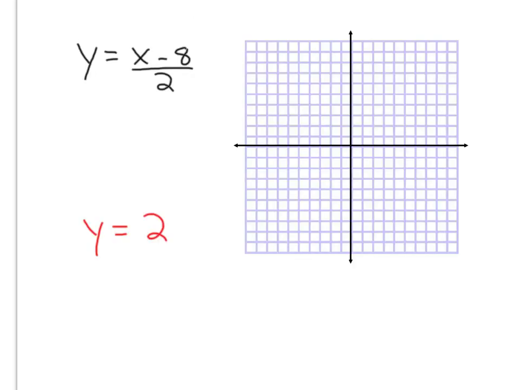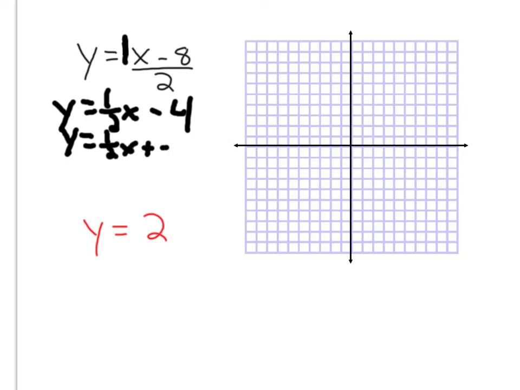So we're actually going to graph two lines here. The first thing we need to do is get these into y equals mx plus b form. First, we are going to want to simplify this a little bit. So y equals x divided by 2. Well, I could put a 1 in front of this x, so it's the same as 1/2 x. We've got a minus sign there, and 8 divided by 2 is 4. Now we have to have y equals mx plus b, so we have to change this to addition: y equals 1/2 x plus negative 4.